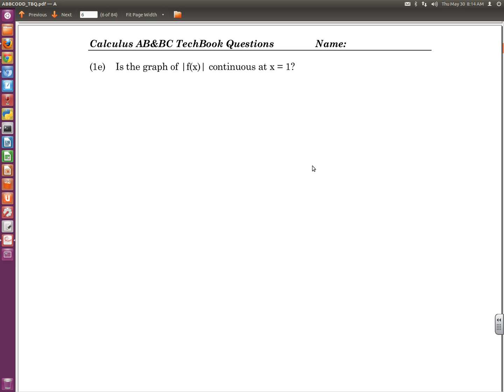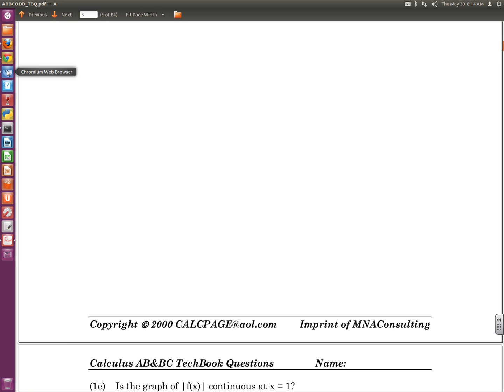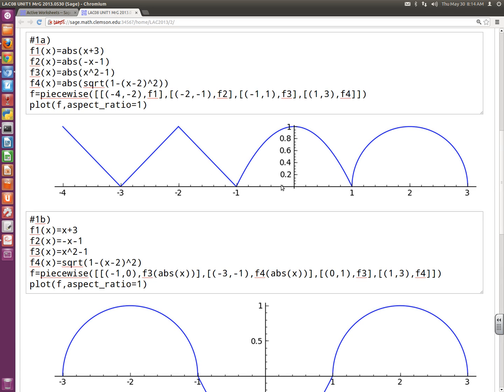And then it's going to ask you stuff like, is it continuous? Is the first graph 1b, the first absolute value graph, is it continuous at 1? Well, let's see. Let's answer that. It's right. At 1, it's continuous, right? But is it differentiable? No. But they're asking for continuity, right?